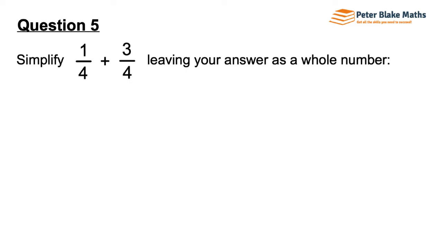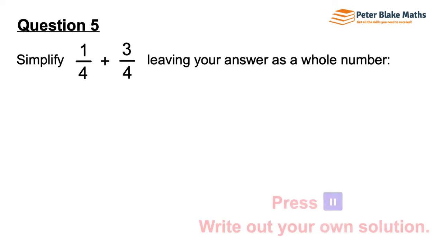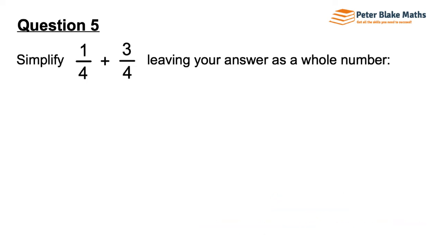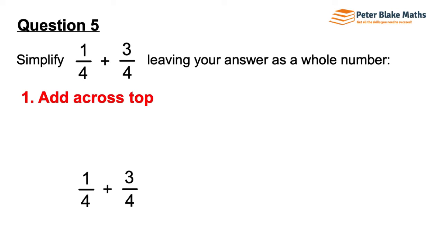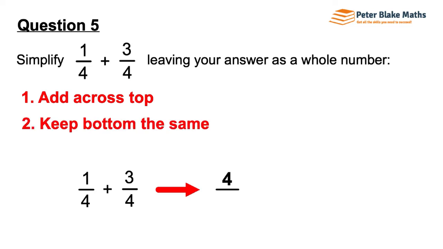Question 5. Simplify 1/4 plus 3/4, leaving your answer as a whole number. Add across the top. 1/4 plus 3/4. If we add across the top, we get 4 on the top. And we'll keep the bottoms the same. And we had 4 on the bottom of those two fractions, so that can stay the same. 1/4 plus 3/4 ends up being 4/4. And if we simplify that, 4 divided by 4 goes once.